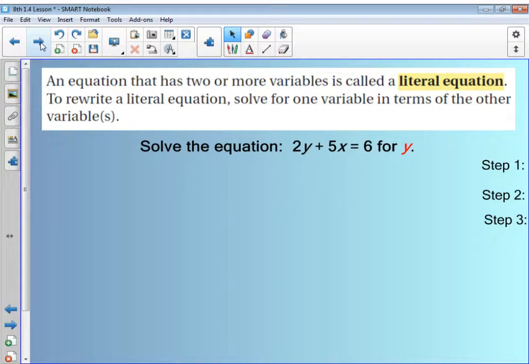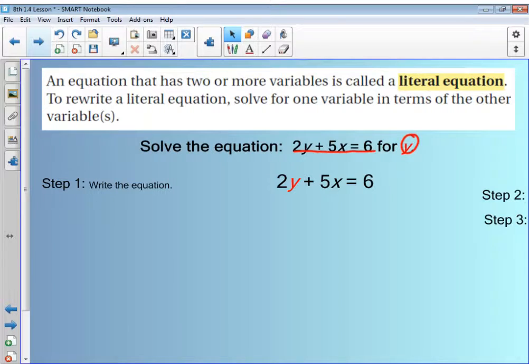So the first step that we're going to do in solving an equation such as 2y plus 5x equals 6, they've asked us to solve for y. So I've changed the color just to make it a little bit easier for us. We're going to go through and actually solve for y. So our first step is to write out the equation on our board. I went ahead and wrote it separately so that we aren't fumbling through the 4y in there.